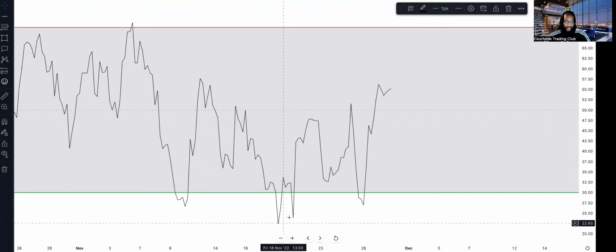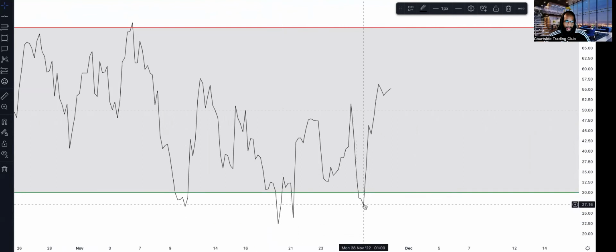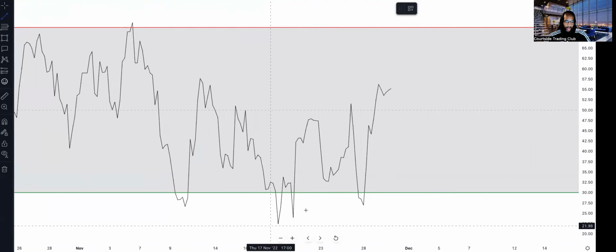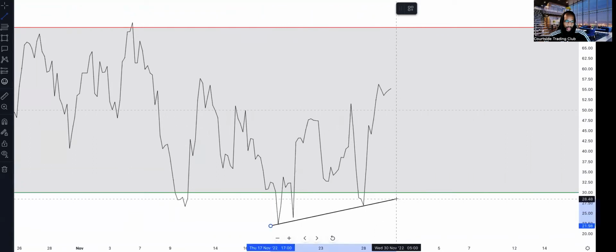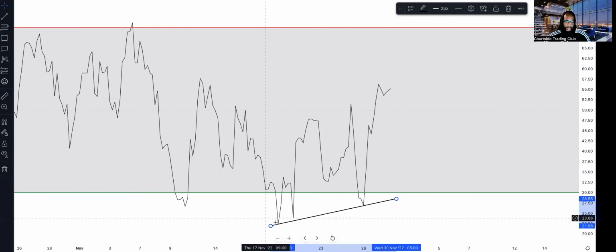So you see this low here and this low here. This low is higher than this low. Then you got this low. This low is higher than all three of these lows. So you can mark this up the same way you mark up the chart with price action. So that's an upward trend as far as support on this RSI.